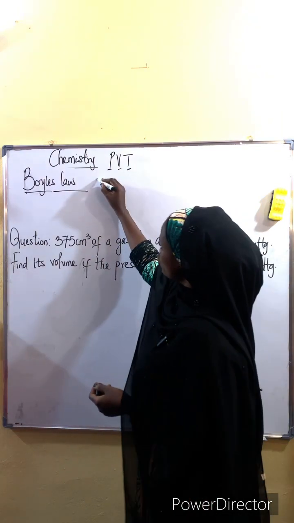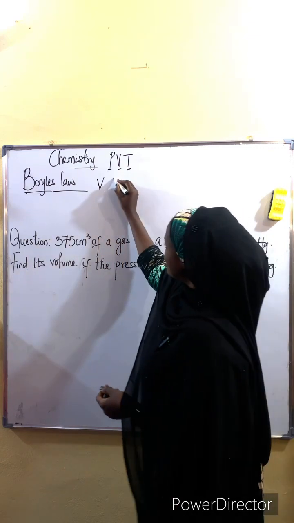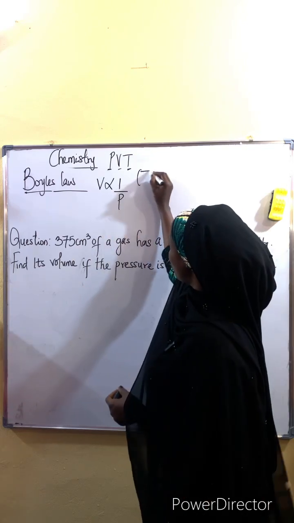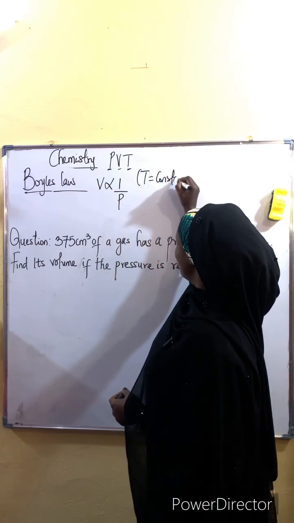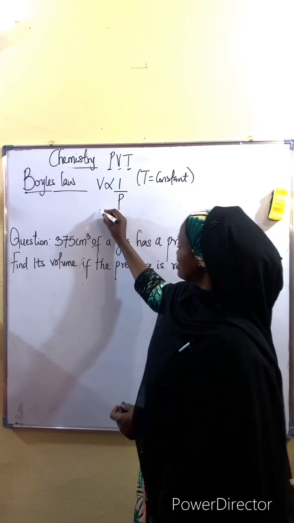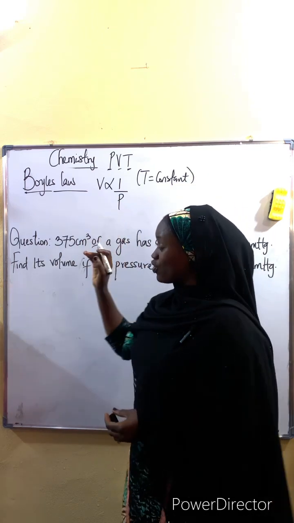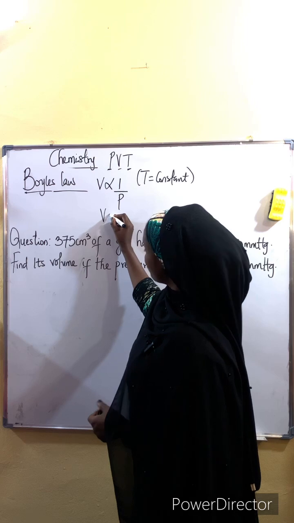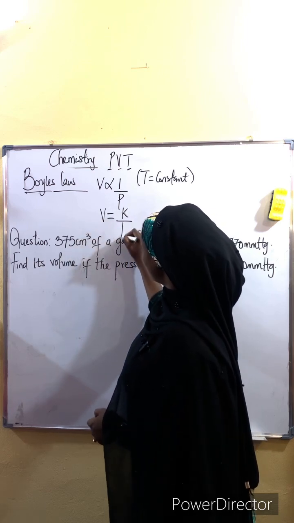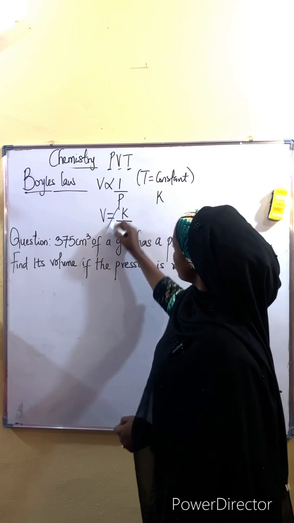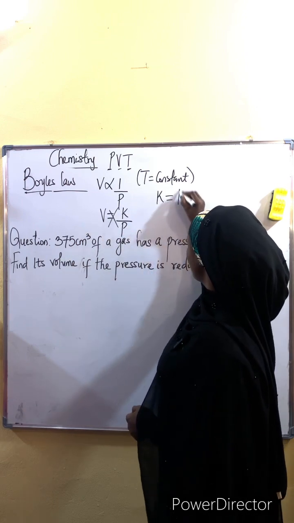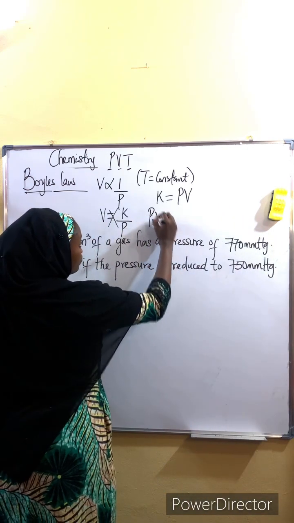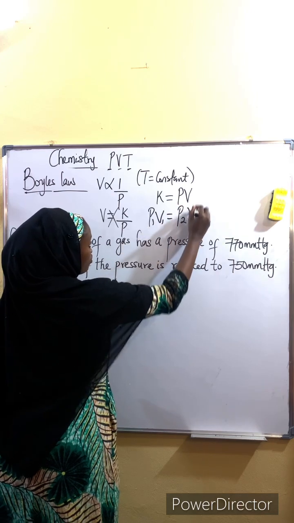It states that the volume of a given mass of a gas is inversely proportional to the pressure, provided that what? Temperature is equal to what? Constant. So mathematically, this is the same as saying, let's introduce the constant of proportionality, that V is equal to K over P. Then when we cross multiply, this gives us that K is equal to PV. So this means that P1V1 is equal to P2V2.